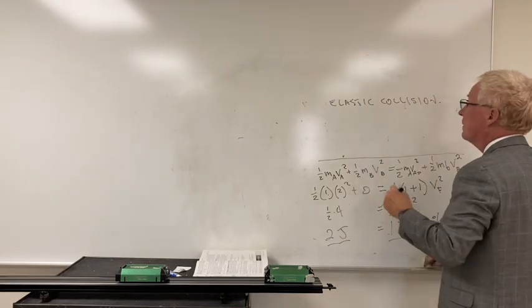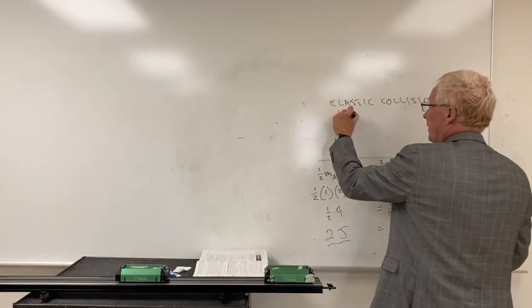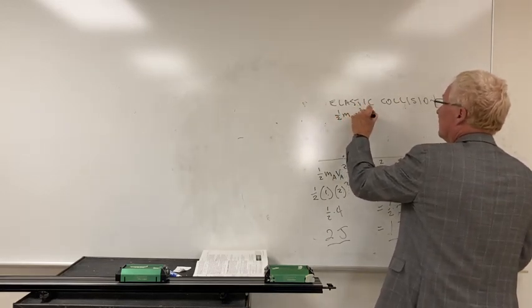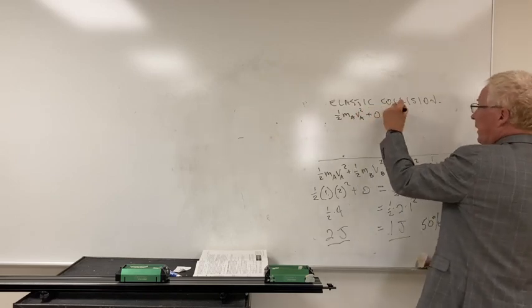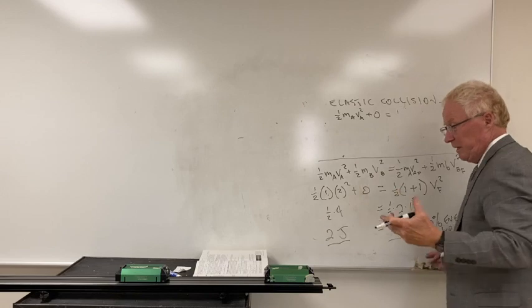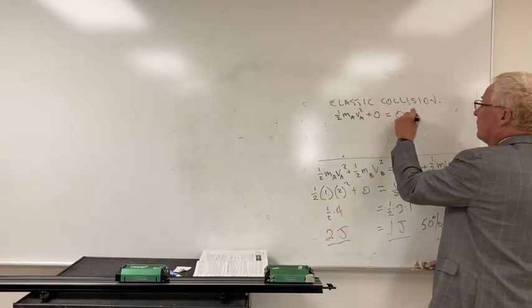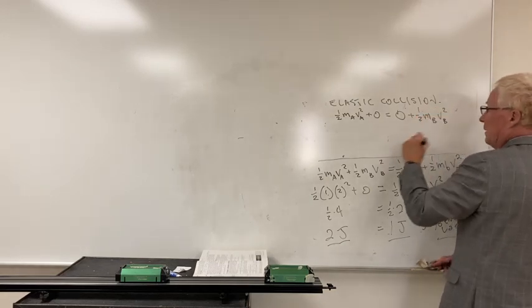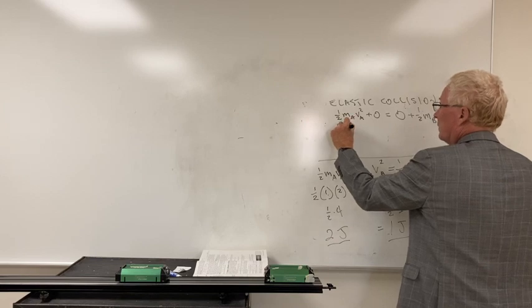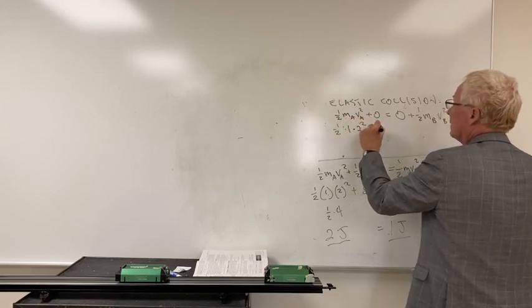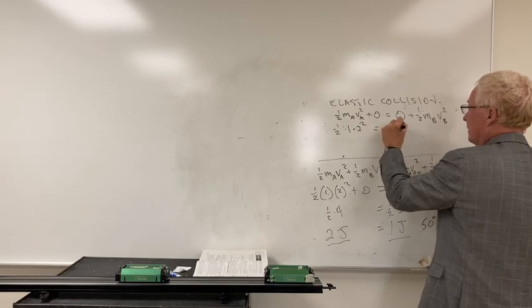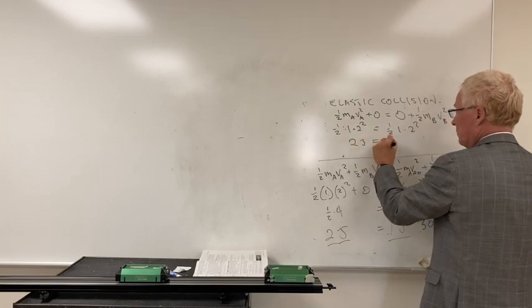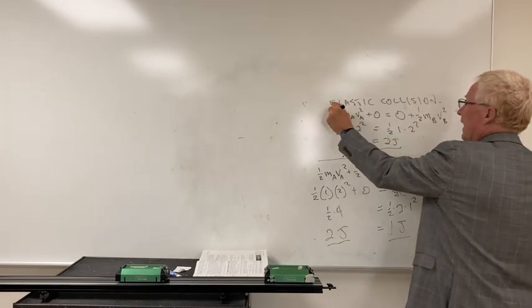Then we would have 1/2 ma va squared plus 0 equals 1/2 ma va after, well, that would be 0 because the first one is stopped, plus 1/2 mb vb squared. And that would be 1/2 times 1 times 2 squared equals 1/2 times 1 times 2 squared, or 2 joules equals 2 joules. So that would be an elastic collision.